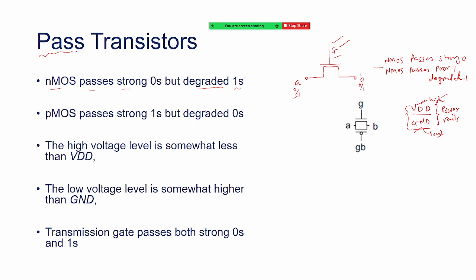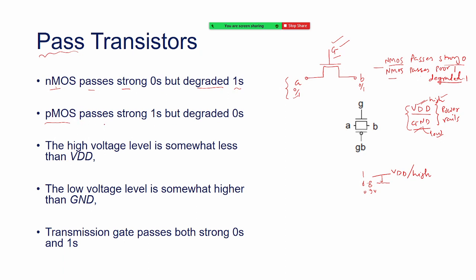But when we use NMOS as a transistor and we have to pass 0 or 1, just for now remember, NMOS is known to pass strong 0, but it is known to pass degraded 1. Degraded means VDD should be the level at the output, or high should be the level, but it will be somewhat below VDD. So if it is 1 volt, we'll have about 0.8 volt or 0.9 volt. So we'll say that it is a degraded one. We'll see that in detail later.